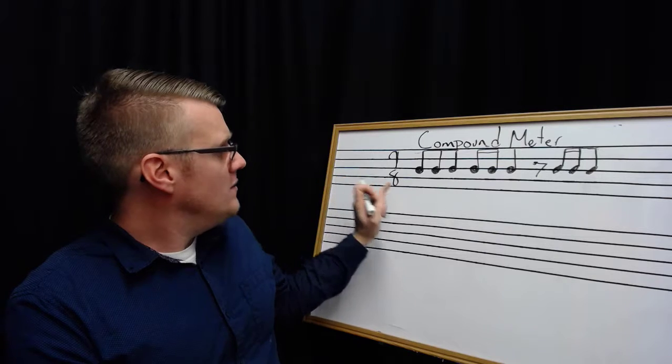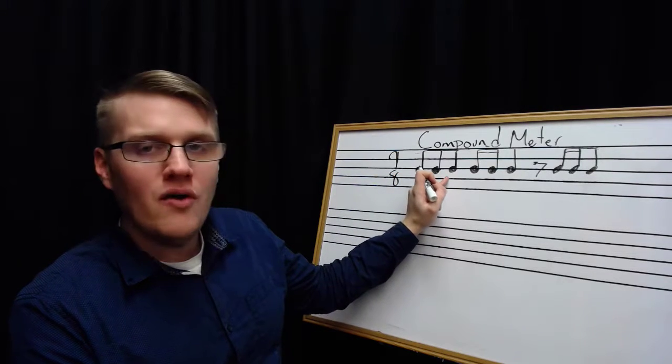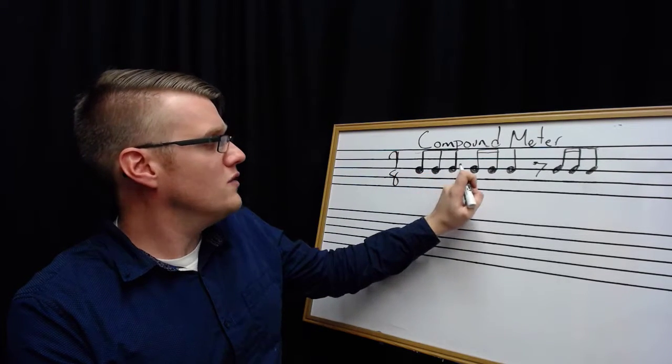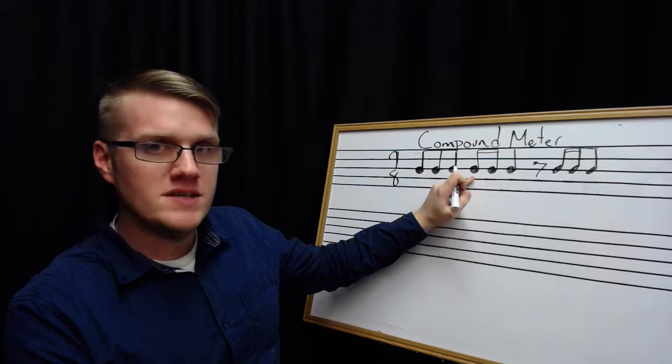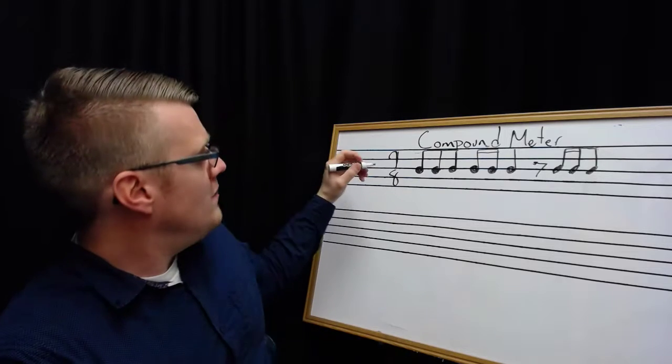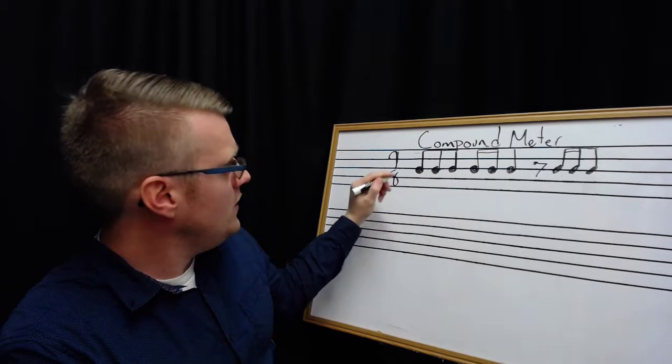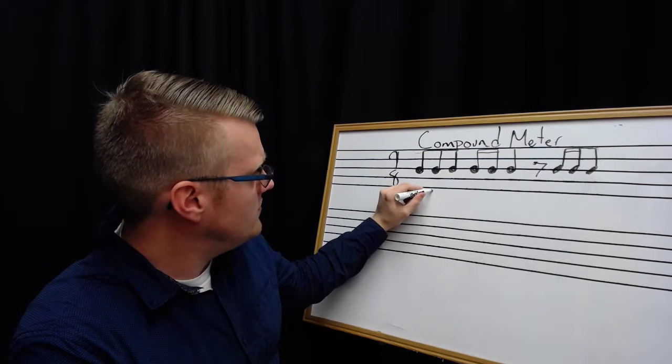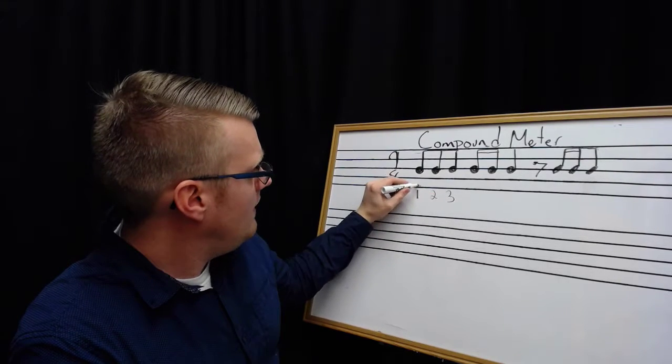In 9/8 time, the 8th note receives the number. We already have a subdivision syllable for when we are dividing the beat into two equal parts, and that's the exact same subdivision syllable we're going to use for compound meter. So I have 1, 2, 3. Each one of these is an 8th note, so each one is just going to get its own number, and then each one has a circle.